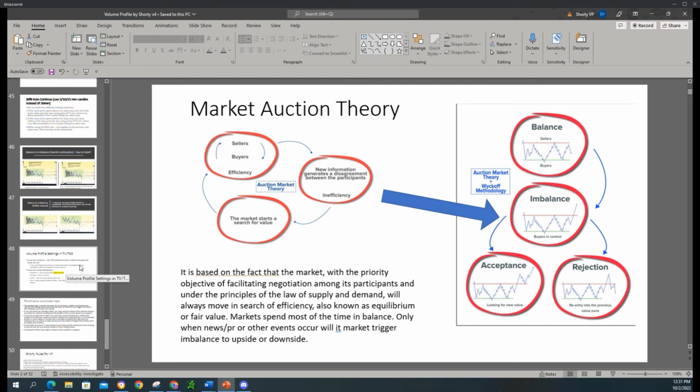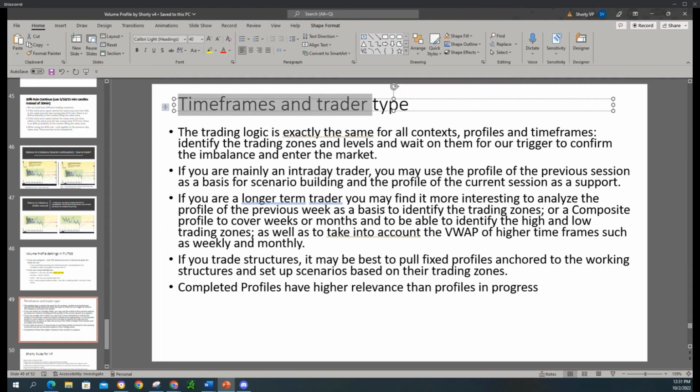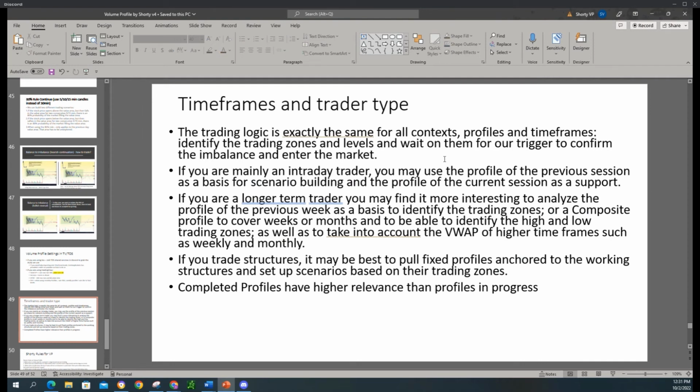So the idea behind dark pools is to hide the intention of what they're doing. They don't want to give you their formula. And then time frames and trader types. I'm giving you a little bit of an idea, like if you're using different time frames, if you're on a daily, you will have to find this yourself, what type of trader you are.